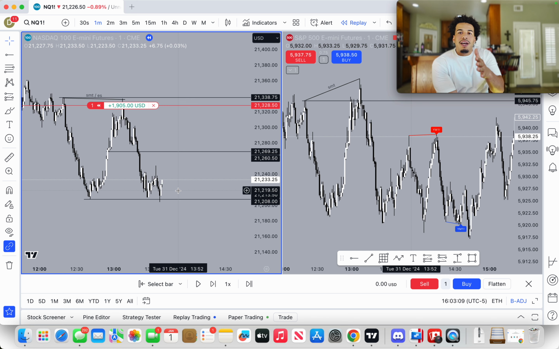Liquidity / SMT. Hopefully that made sense.